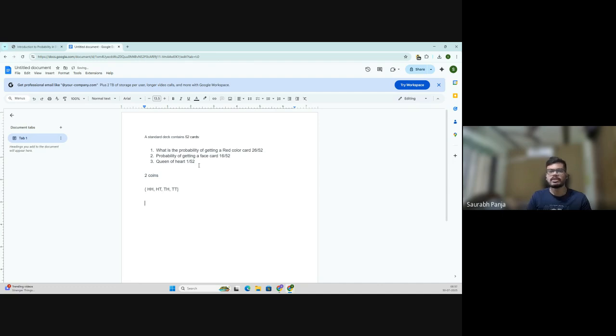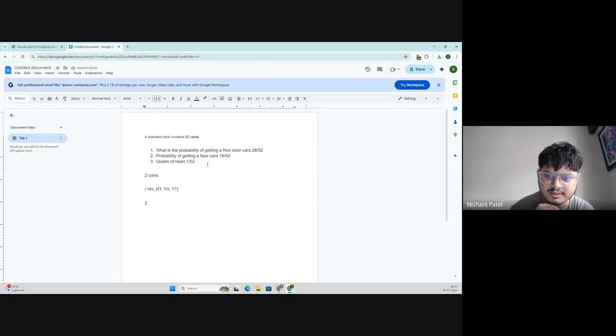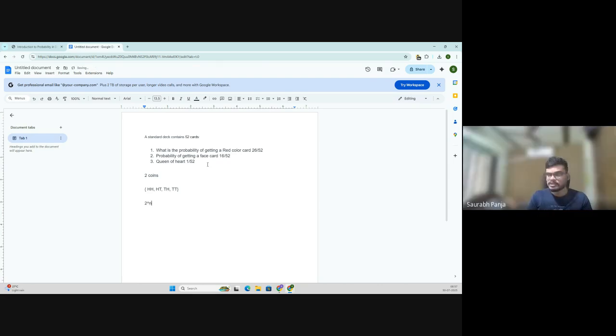Now, if I increase to three coins, it is going to be a lot. We will not type it out. So the formula for that would be 2 raised to n. The caret sign, yep, got it. 2 raised to n for coins.